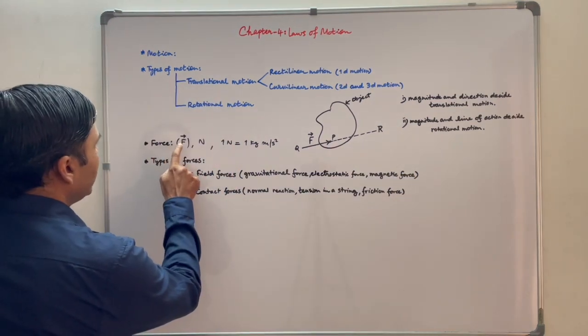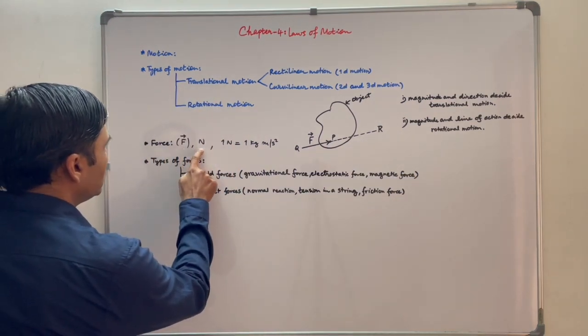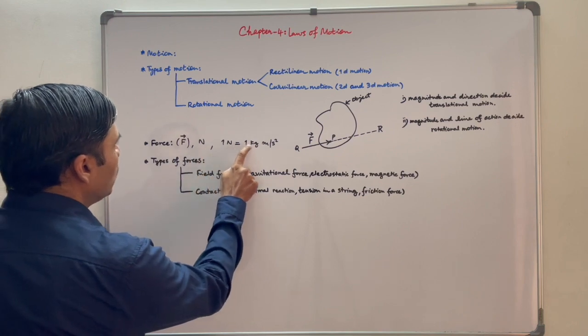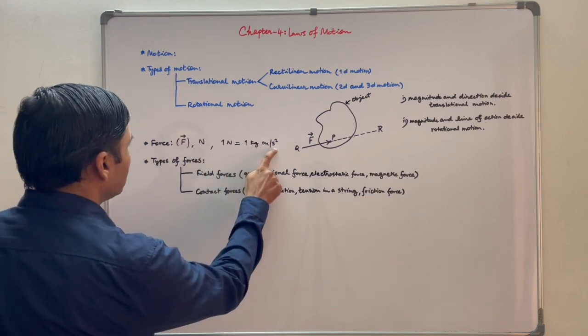Force is represented by capital F. Its unit is Newton. 1 Newton is equal to 1 kg meter per second square.